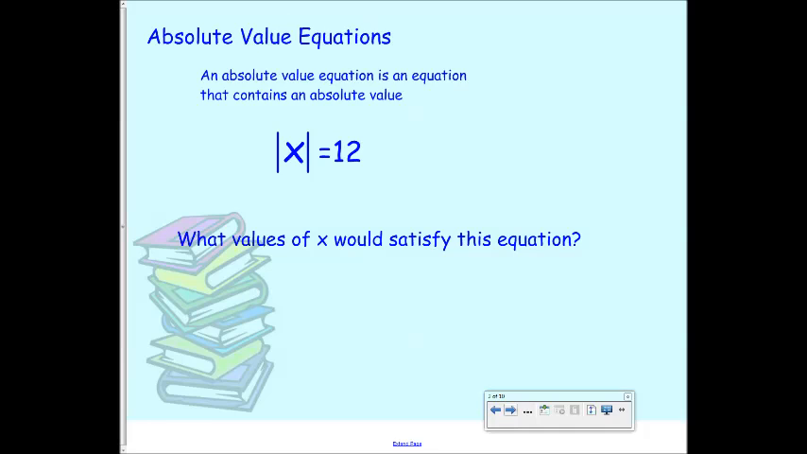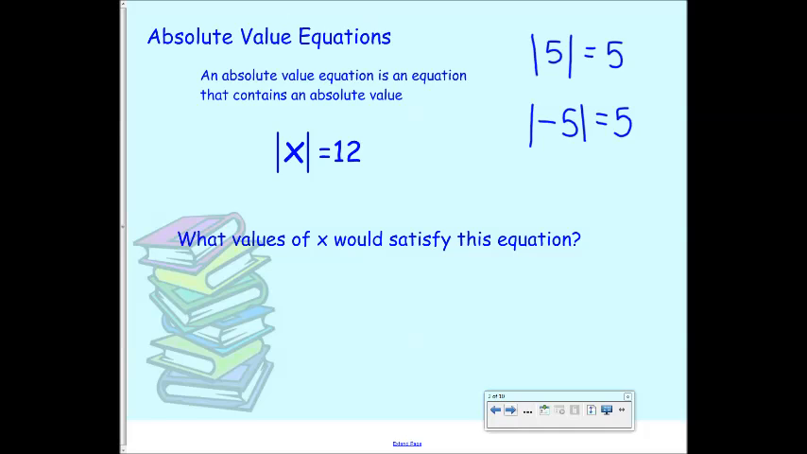So for example, if I give you something like this, the absolute value of 5, we would say that that is equal to 5 because 5 is 5 spots away from 0 on the number line. For the same reason, the absolute value of -5 is also 5 because if I draw a number line, I still count 5 spaces to go from -5 and get to 0. So again, absolute value is talking about the distance of a number from 0.